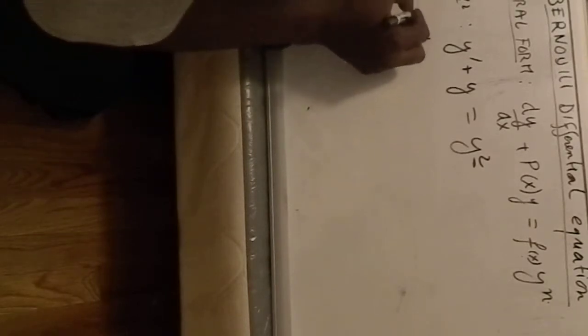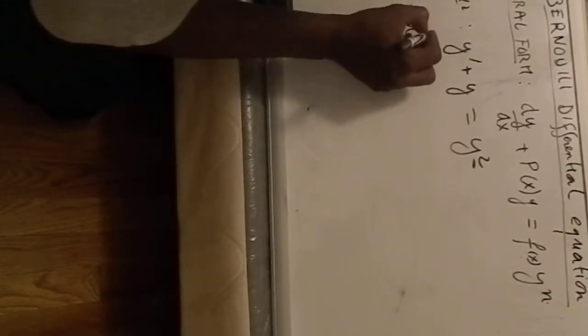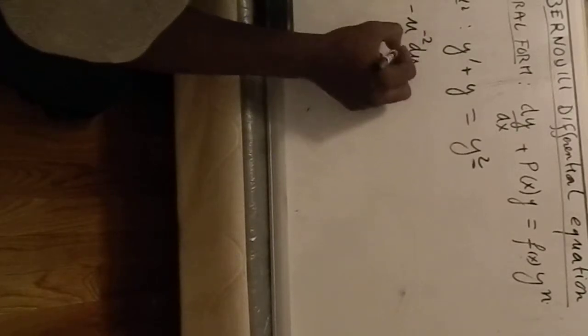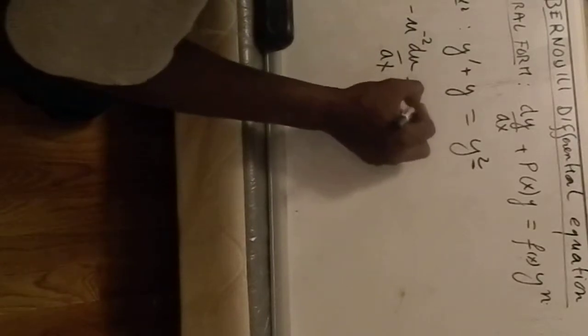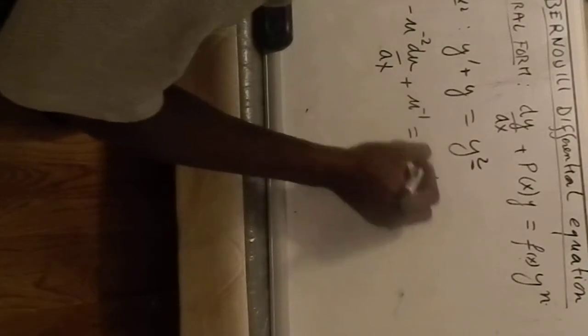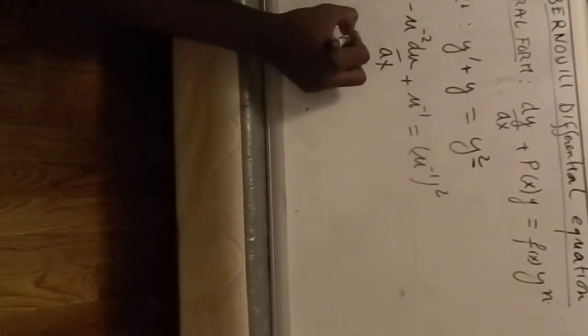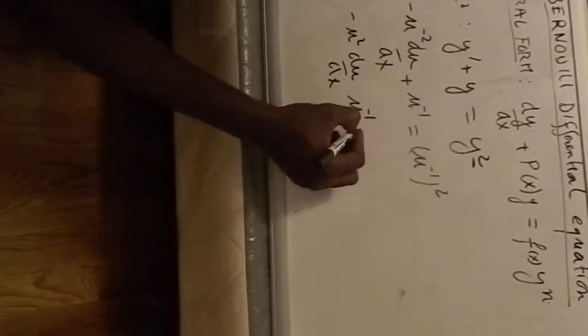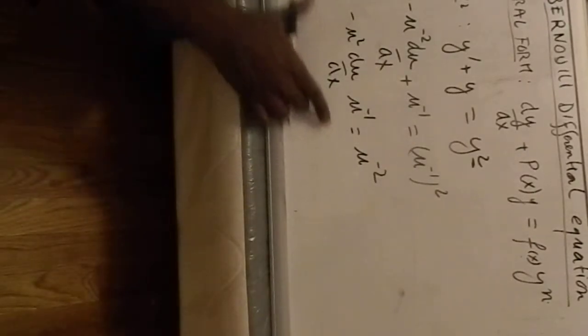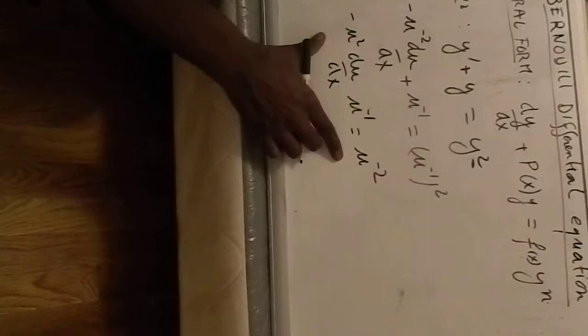Then it's going to give you negative u to the negative 2 du over dx plus y. Y is u to the negative 1, and the right side gives u to the negative 1 squared. As you can see, I have negative u to the negative 2 du/dx plus u to the negative 1 equals u to the negative 2. That is basically my new equation in the form of u.